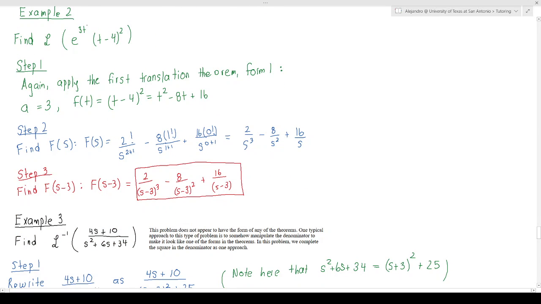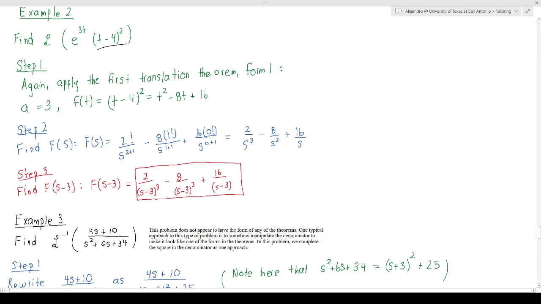It might be a little bit harder to see because we have this t minus 4 squared. It looks like there's more stuff going on there, but in fact the t minus 4 squared is just an f of t. It's just a function of t, and we actually will open this up, factor, distribute everything out, and we'll see that it's just an f of t, and this is our e raised to the at, so that means that our a is going to be 3 according to Form 1 of the translation theorem, because it looks very similar to Form 1, so that's why we're going to use that one.